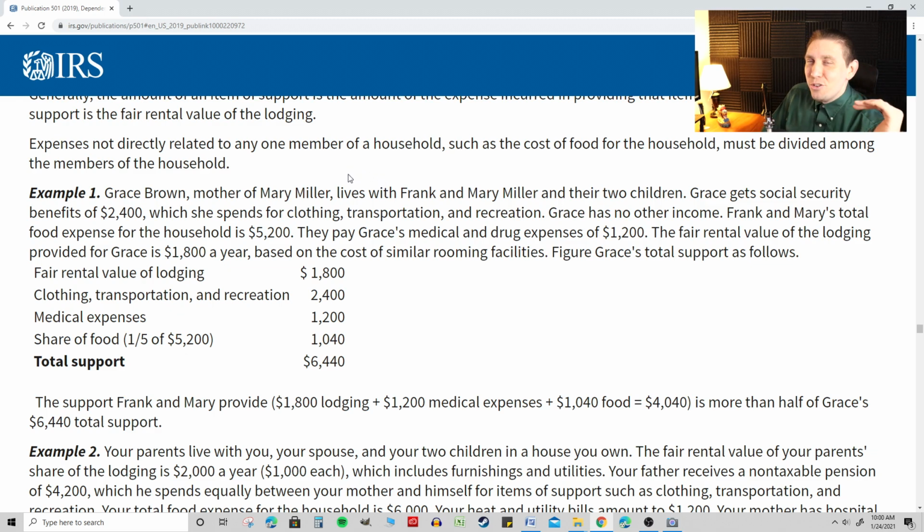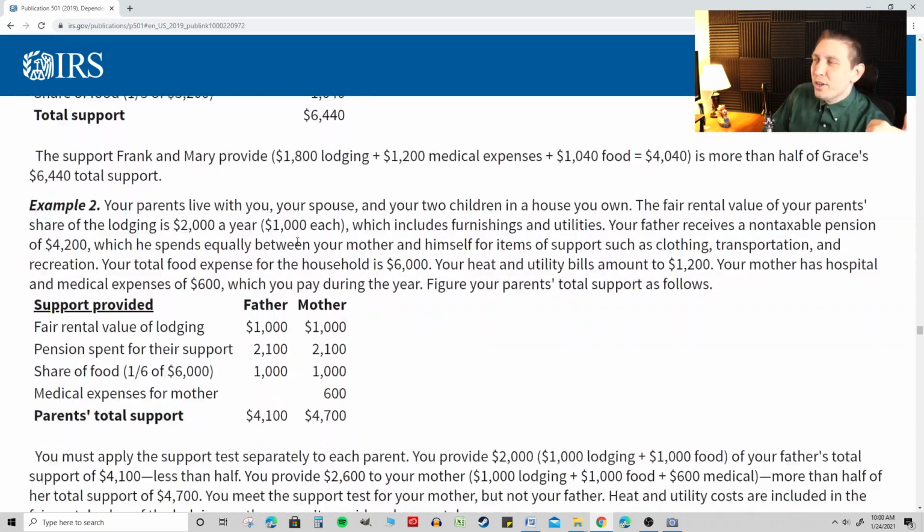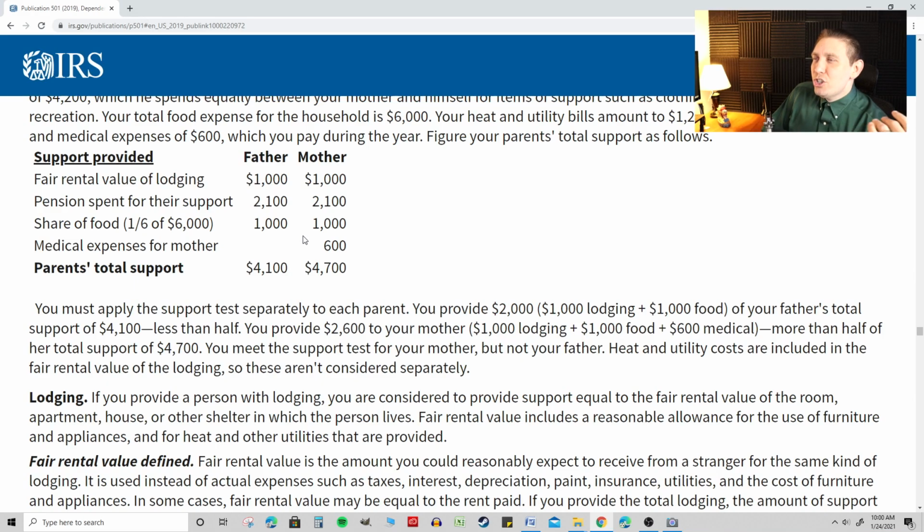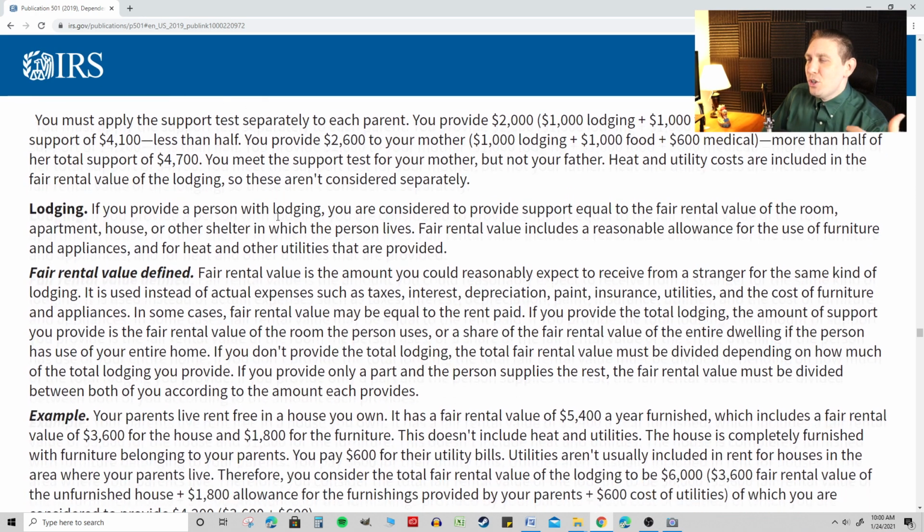But if you needed to ever prove to the IRS that you can claim them, then this is the kind of thinking, the kind of process you would want to have written out so you could show them, hey, look, I'm providing their lodging, I'm buying food for them, and so on and so forth.